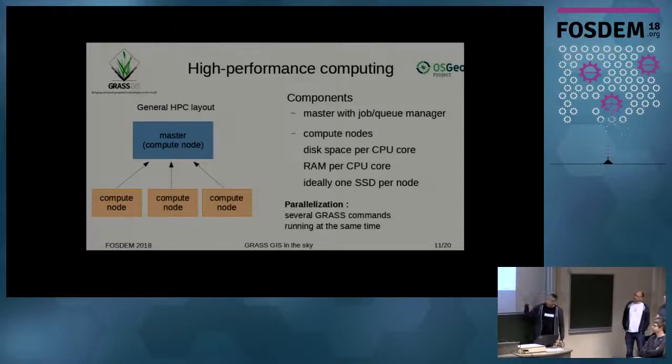Considerations when you're running GRASS on a high-performance computing system are the actual hardware resources available for each compute node. This is needed to tailor and design your workflow, to know how much load you can actually put on each compute node. Otherwise, you will get all sorts of problems. I'll come to these problems shortly. So the general idea of parallelization here is that we are running several GRASS commands or GRASS modules at the same time on the same compute node or on different compute nodes.